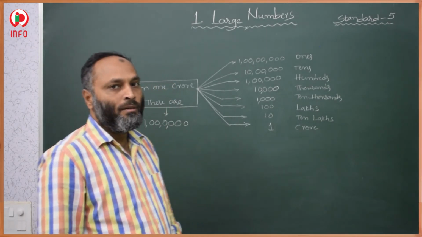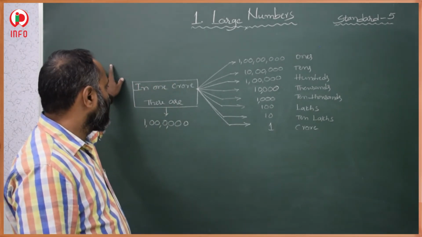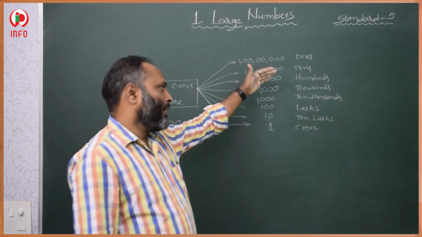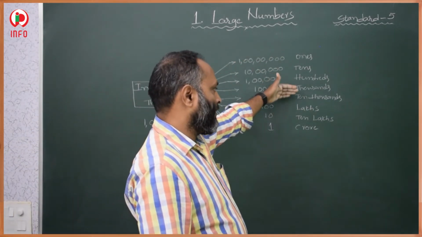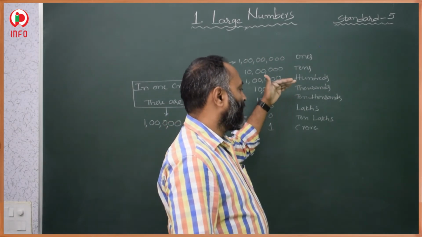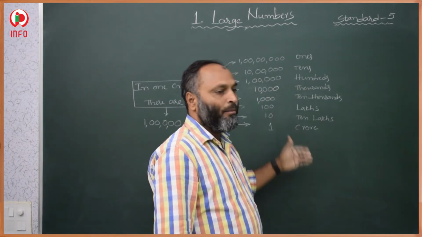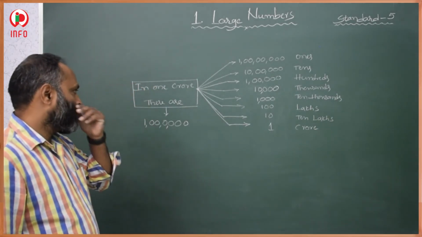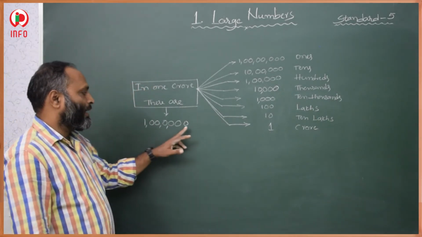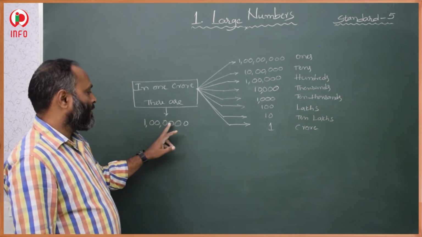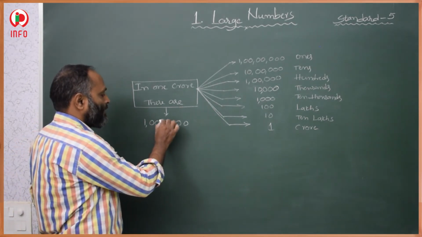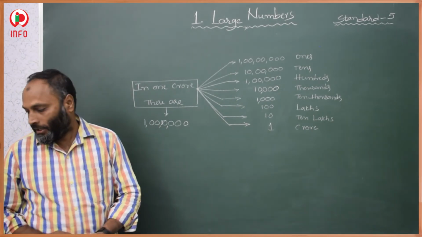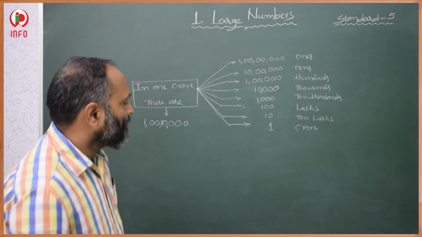Yes, friends, now we are going to discuss in 1 crore how many ones are there, how many tens, how many hundreds, how many thousands, how many 10,000s, how many lakhs, how many 10 lakhs, how many crores are there. First of all, 1 crore means we have to write like this: unit, tens, hundred, thousand, 10,000, lakh, 10 lakh, crore.